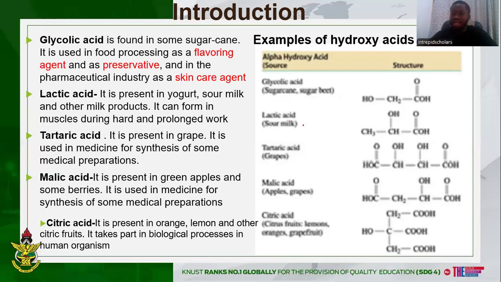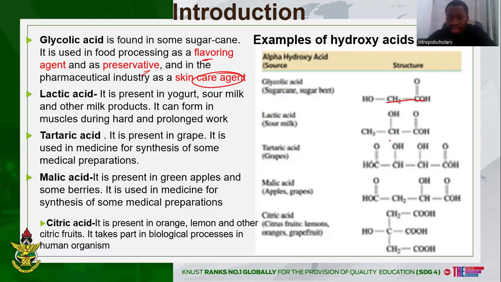Now, we have been given examples of hydroxy acids. The first, in no particular order, is glycolic acid. Arguably, glycolic acid is the most basic hydroxy acid that you can find. You will find it in sugarcane. This is the structure of glycolic acid. It's like ethanoic acid with an OH substituted for H, right? So this is the simplest hydroxy acid that you can find. Glycolic acid is used as a flavoring agent and preservative and can also be used in some skincare products.